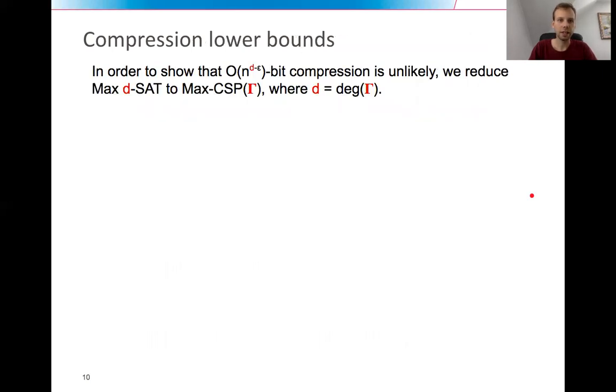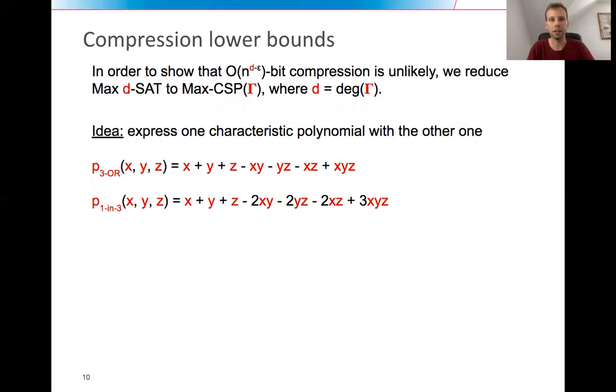It is less trivial to see that this parameter, degree of gamma, also provides a lower bound. And in order to prove a lower bound, we construct a reduction from Max d-SAT to Max CSP gamma, and we take advantage of the fact that already a decision version of d-SAT has an established lower bound. And the idea in this reduction is to express one characteristic polynomial with the help of another one.